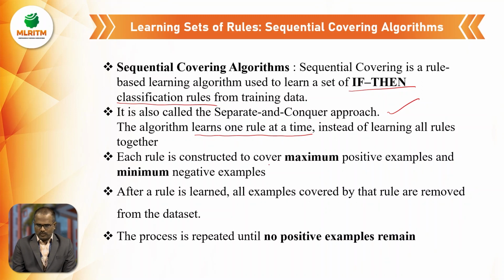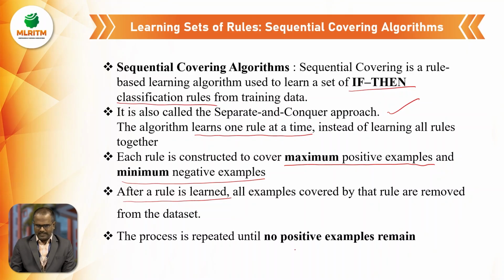Each rule is constructed to cover maximum positive examples and minimum negative examples. It will learn the rules which cover the maximum positive examples. After a rule is learned, all the examples covered by that rule are eliminated from the dataset.